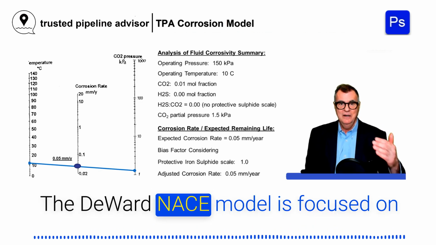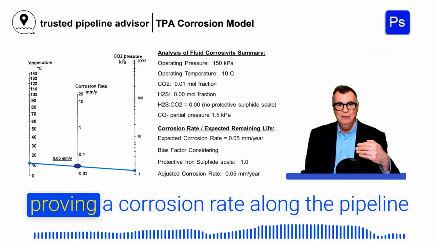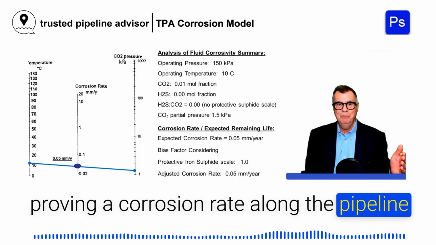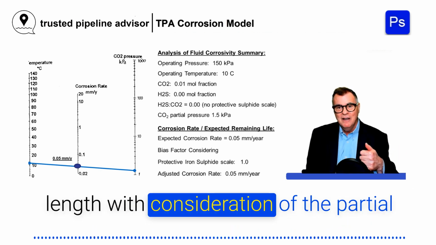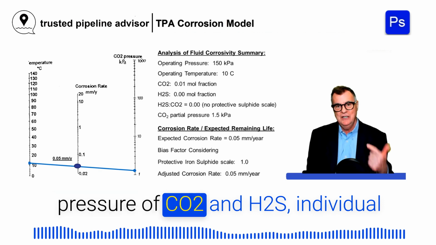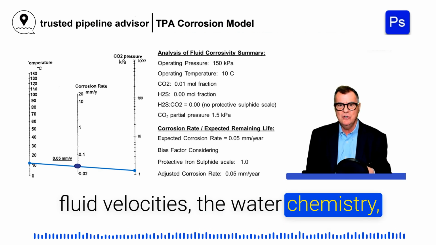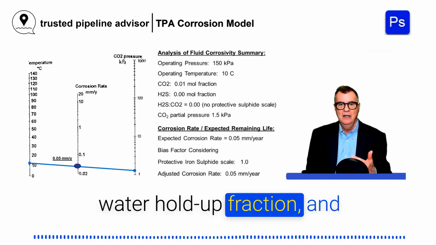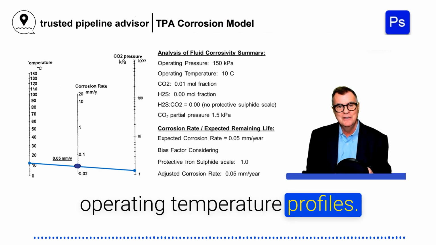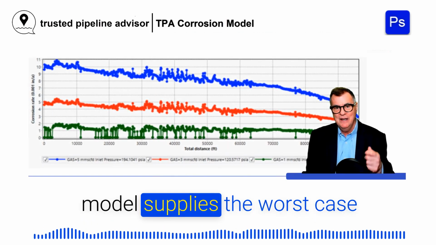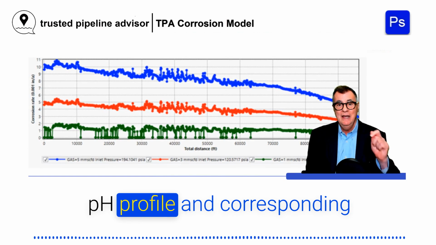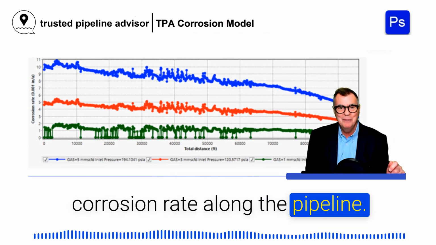The DeWard-NACE model is focused on providing a corrosion rate along the pipeline length with consideration of the partial pressure of CO2 and H2S, individual fluid velocities, the water chemistry, water holdup fraction, and operating temperature profiles. The NACE corrosion rate model supplies the worst-case pH profile and corresponding corrosion rate along the pipeline.